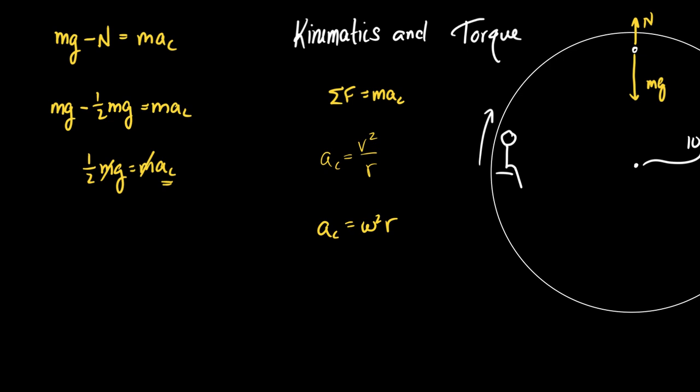Yeah. How did you just get rid of the mg? I didn't get rid of it. I subtracted. Okay. If I factor out the mg, I get 1 minus 1/2. I have 1 mg minus 1/2 an mg, leaves me with 1/2 an mg. It's okay.